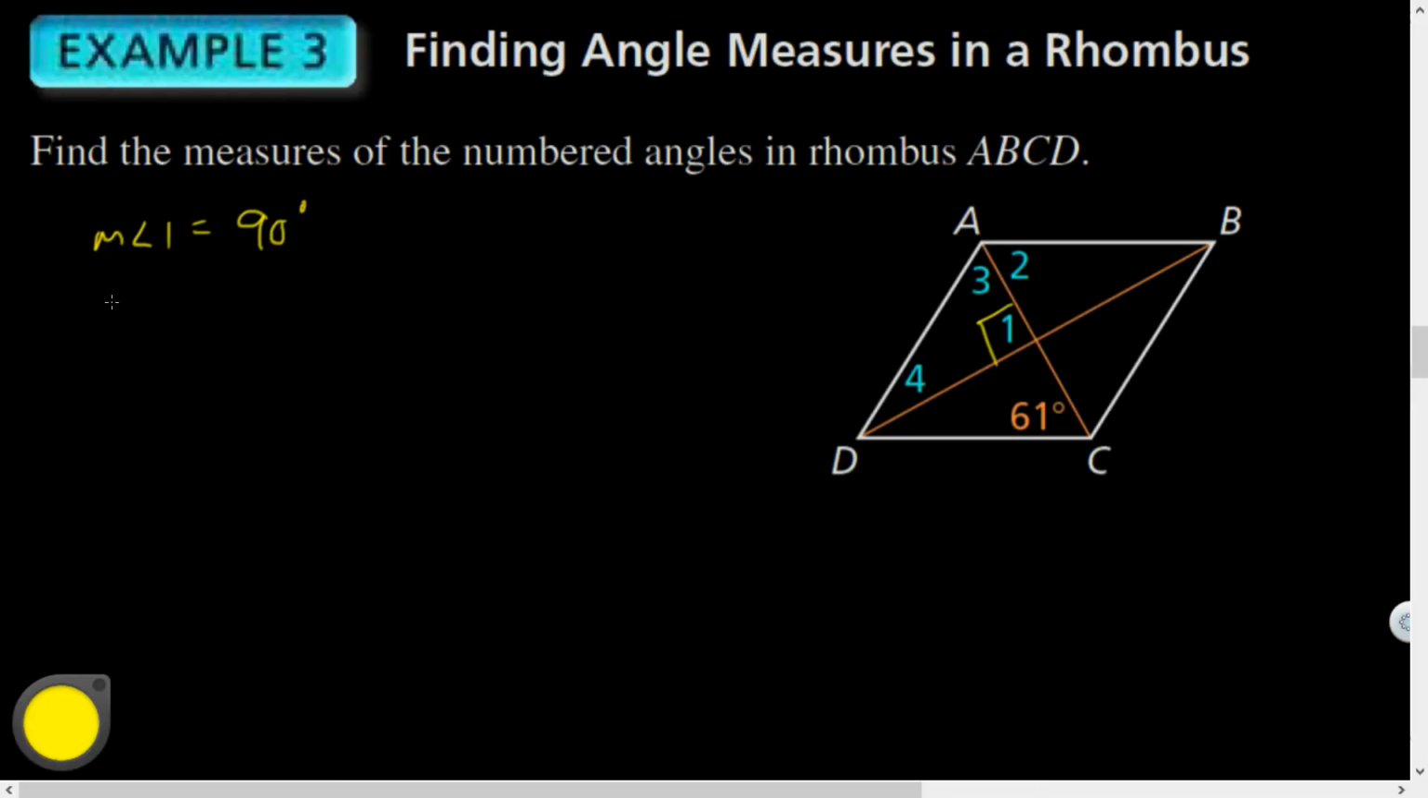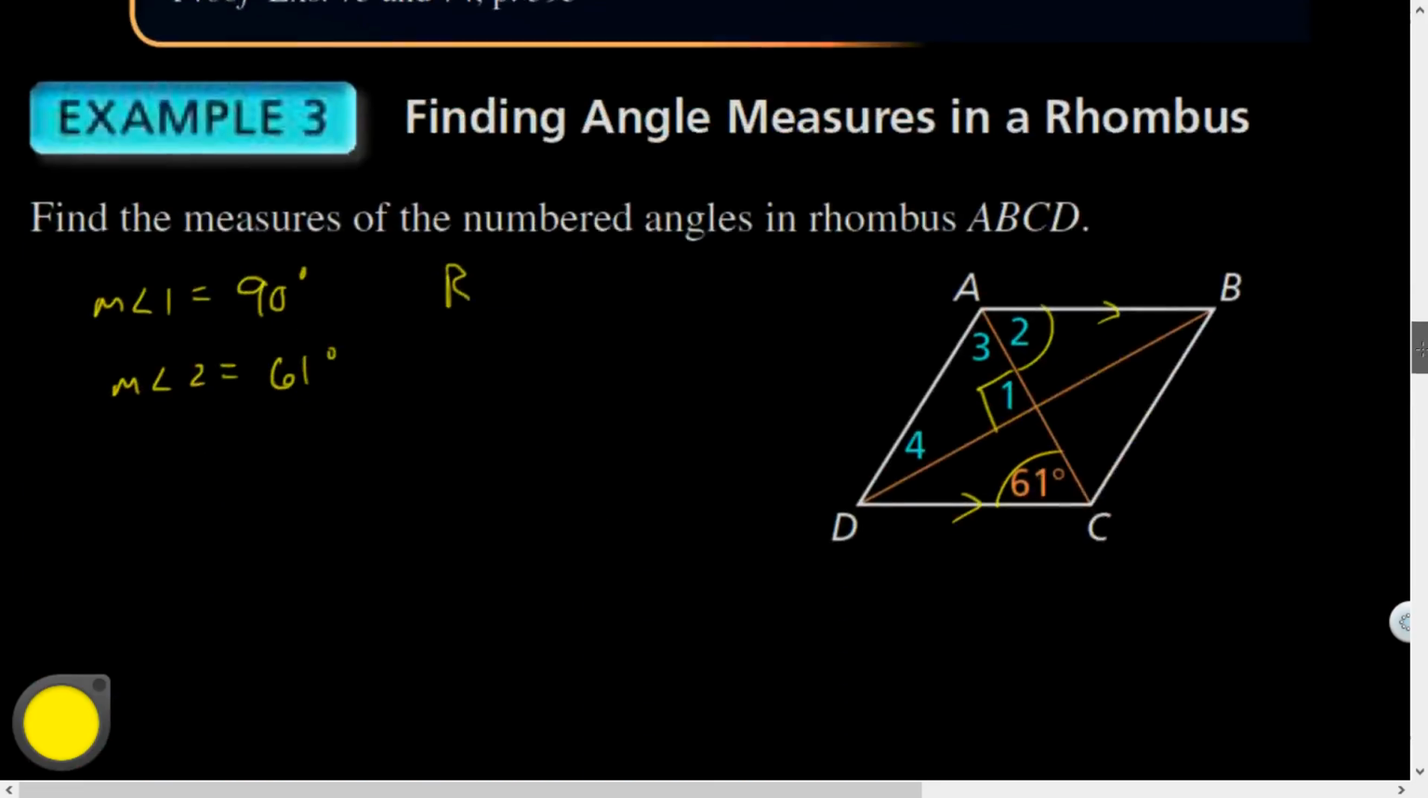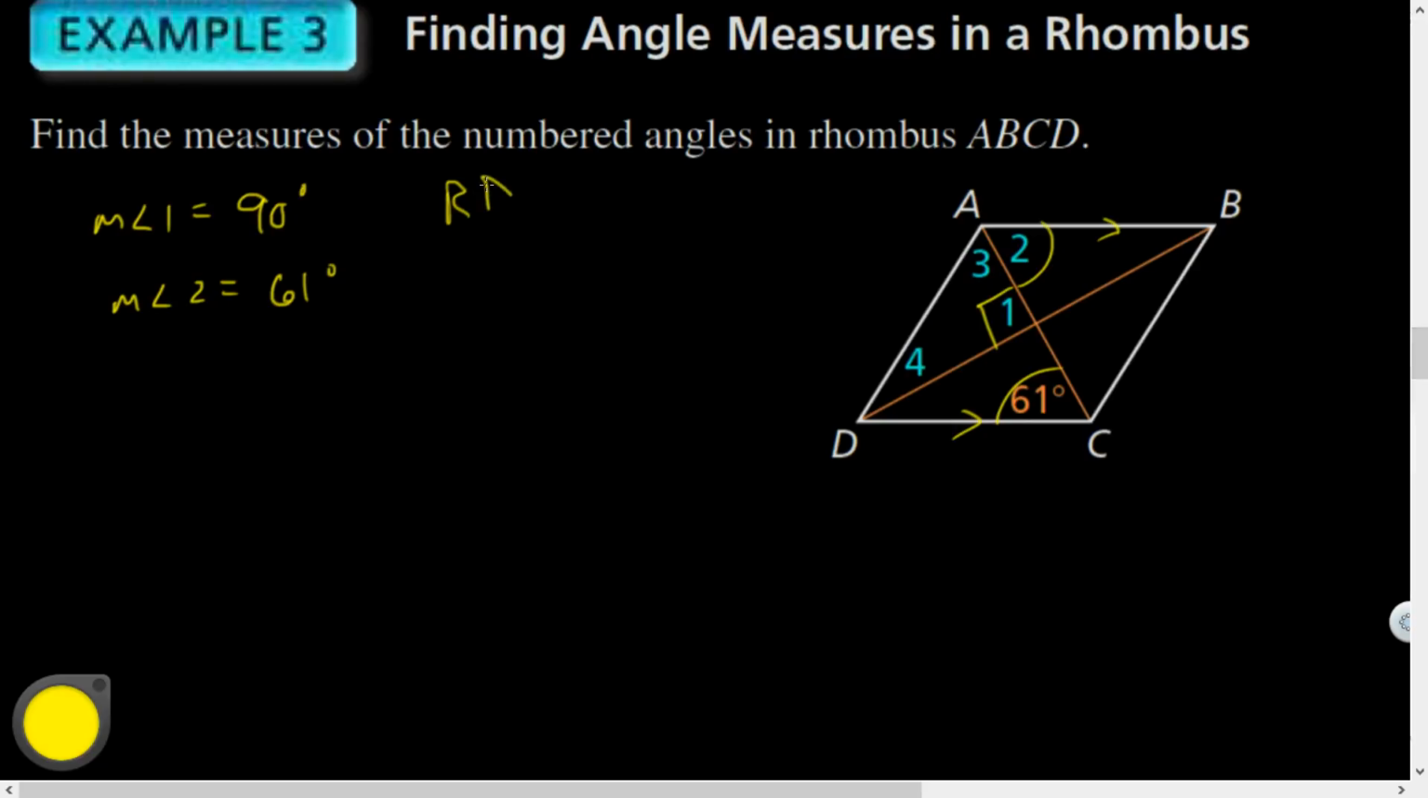Measure of angle 2. Let's see. Well, a rhombus is a type of parallelogram. Those are alternate interior angles, so that's 61 degrees. Actually, what was the theorem that we just had for the 90s? Rhombus diagonals bisect, or perpendicularity. The 90s theorem? Rhombus diagonals theorem. Right, Lauren? RDT, rhombus diagonals theorem, is why that's true. These are both 61 by alternate interior angles theorem.